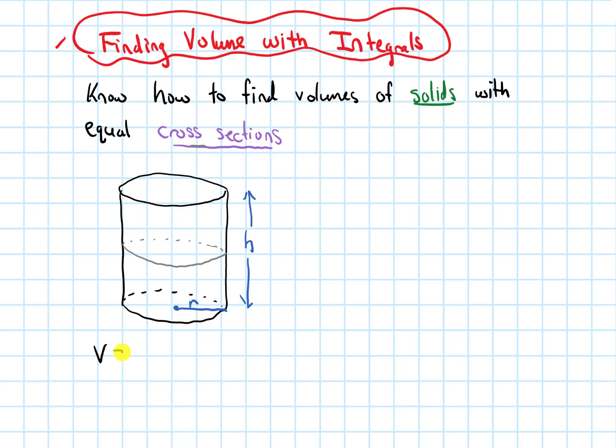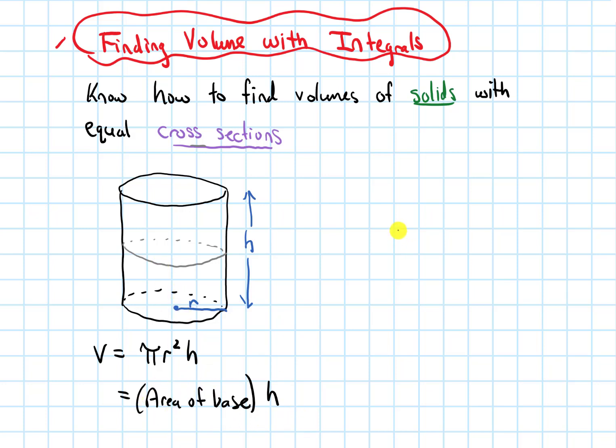We know that the volume of a cylinder is pi r squared times h. I can write this more generally. The pi r squared is the area of the base, so I can write this as the area of the base times the height. We'll see that that formula shows up a bunch for similar shapes.